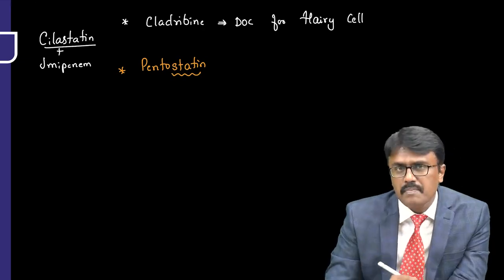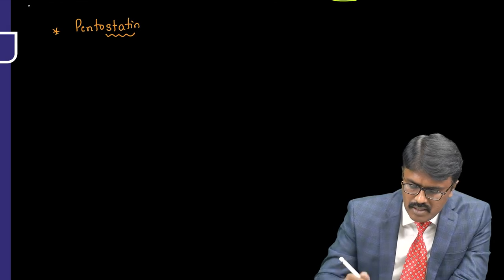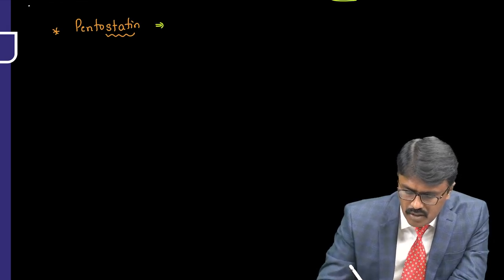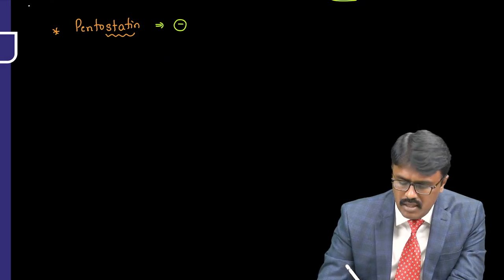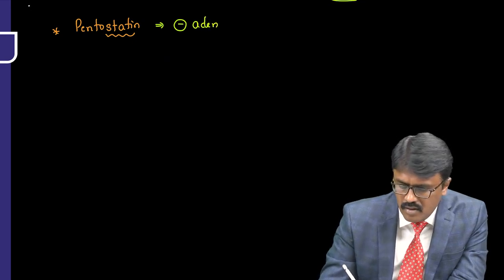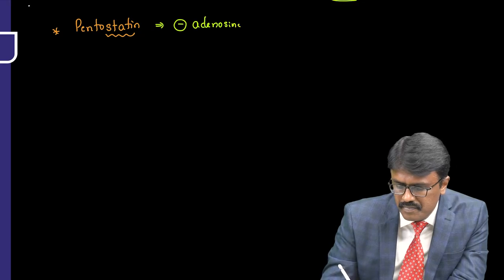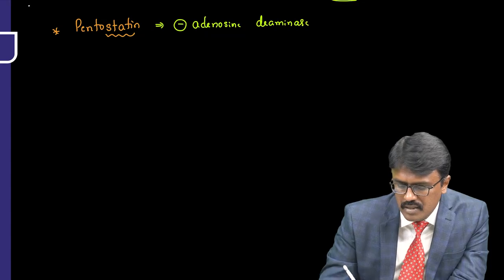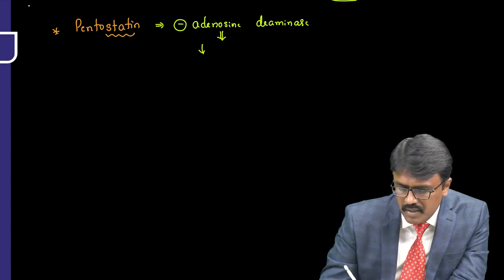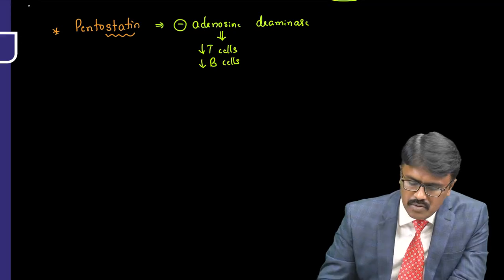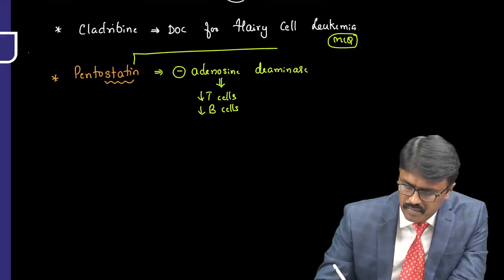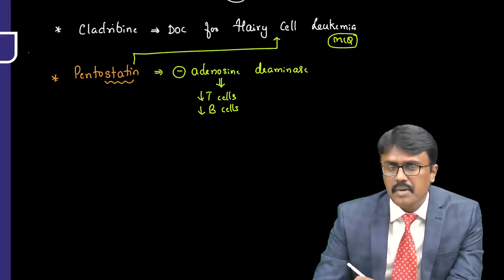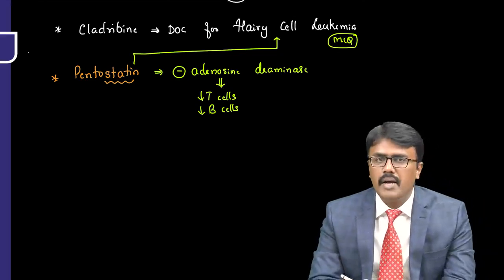So don't confuse that. Now coming to pentostatin, it has been shown to inhibit an enzyme called adenosine deaminase. And if that is inhibited, there is a decrease in T cell production and a decrease in B cell production. And that is also used to treat hairy cell leukemia. But the drug of choice is cladribine.